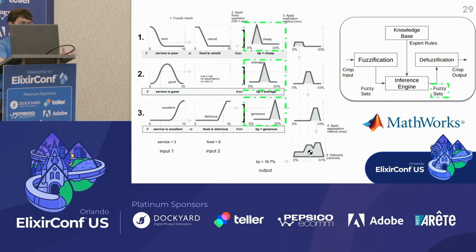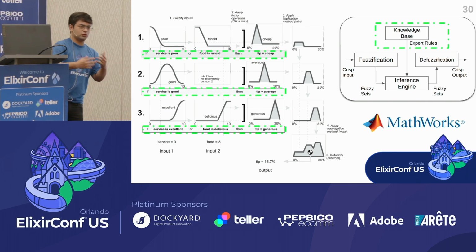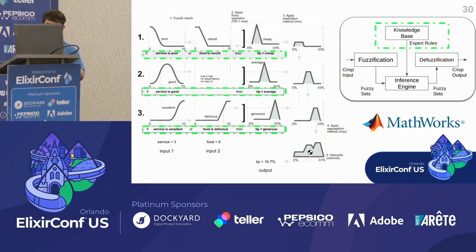So now that we defined our input and output, we have to define how the system is going to behave. Therefore, we are going to define the rules that the system will need to execute. So the first one is, if the service is poor or the food is rancid, then the tip will be cheap. But the next rule will be that if the service is good, then the tip will be average. And finally, the last rule is that if the service is excellent or the food is delicious, then the tip will be generous. So we have all the components that a fuzzy system requires.